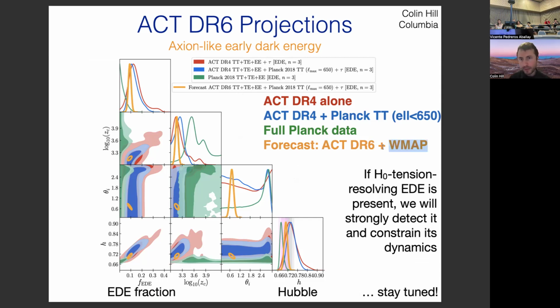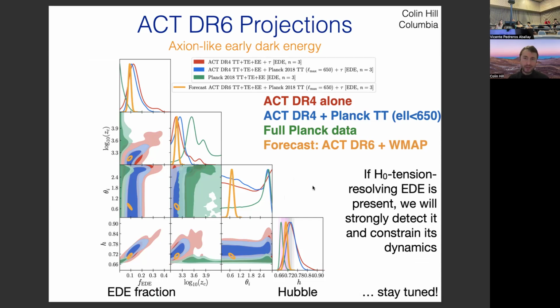And here this is combined with WMAP rather than Planck. In the forecast, I've injected a model that has FEDE of order 10%, so a model that can significantly increase the Hubble parameter from the CMB. And what you can see is that if it was present, like in the forecast, we would be able to detect this at high significance.